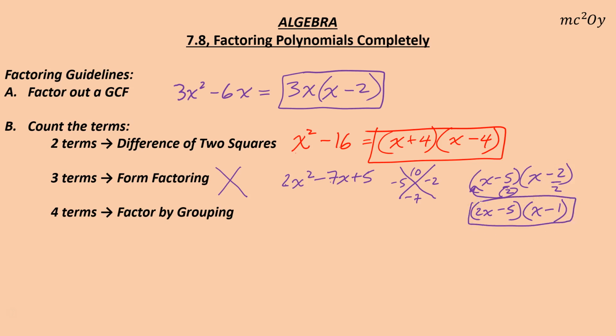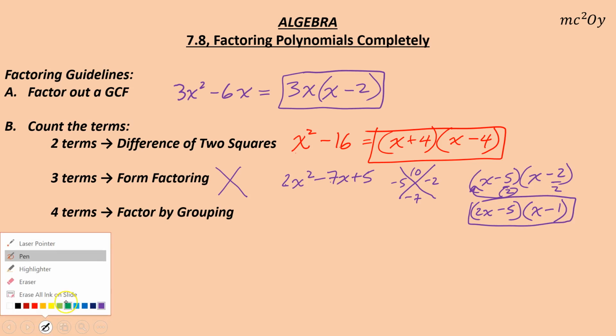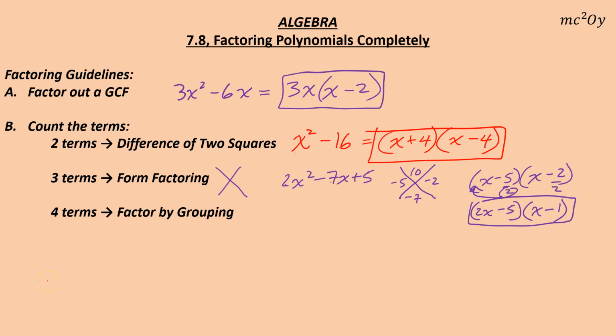And then lastly, if there are four terms, you actually do factor by grouping. So let's say we have 3x cubed minus 8x squared plus 6x minus 16. Okay, making two groups here. And by the way, it won't always just be the first two like that. Sometimes you have to rearrange the terms to make your groups.